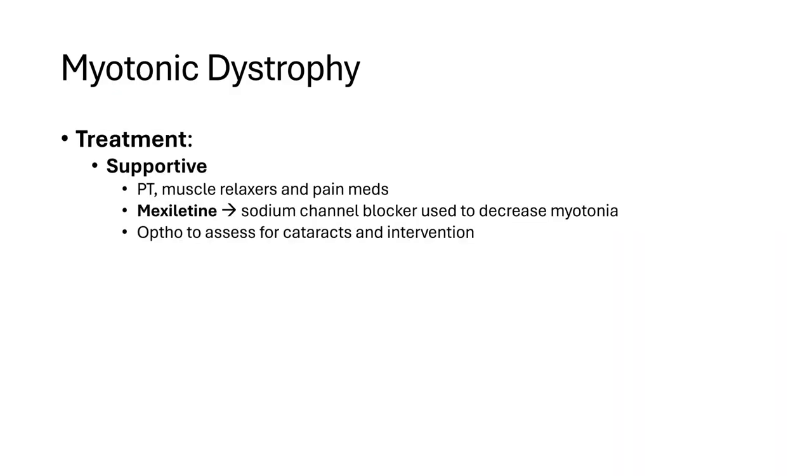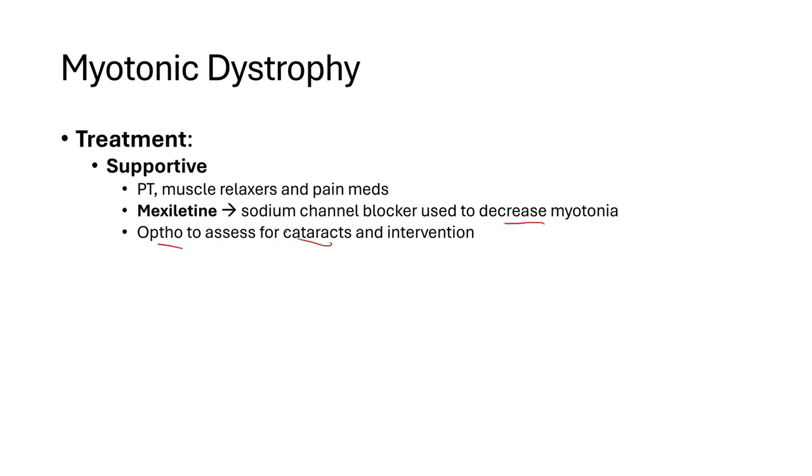Now the treatment, similar to the prior ones, is also going to be supportive. PT, muscle relaxers, pain meds. You can use a medication known as mexiletine, which is a sodium channel blocker, which is used to decrease myotonia. This is typically done if it's causing symptoms or causing issues at work or at home. And of course, we also want ophthalmology to assess for cataracts and other complications.